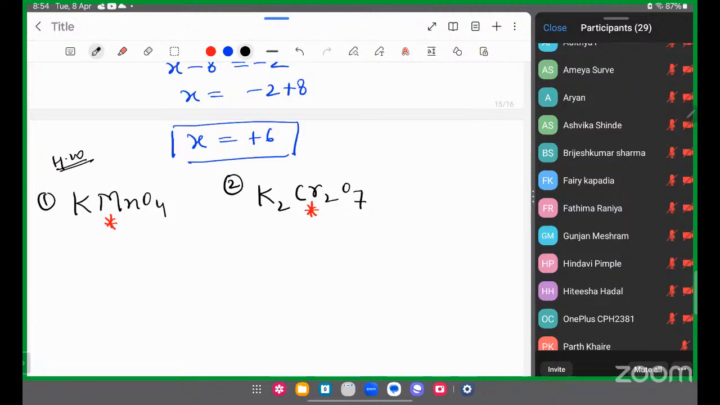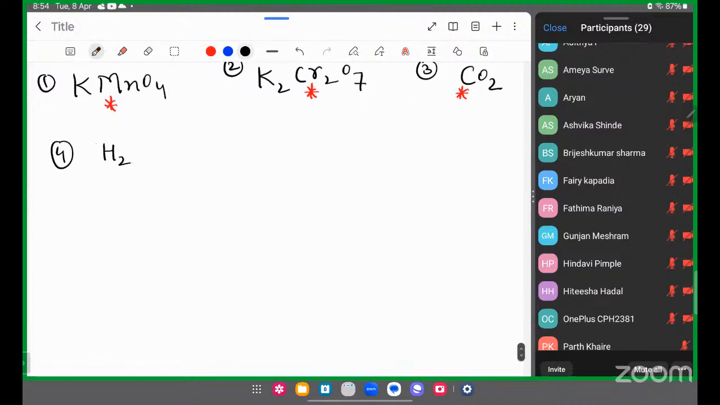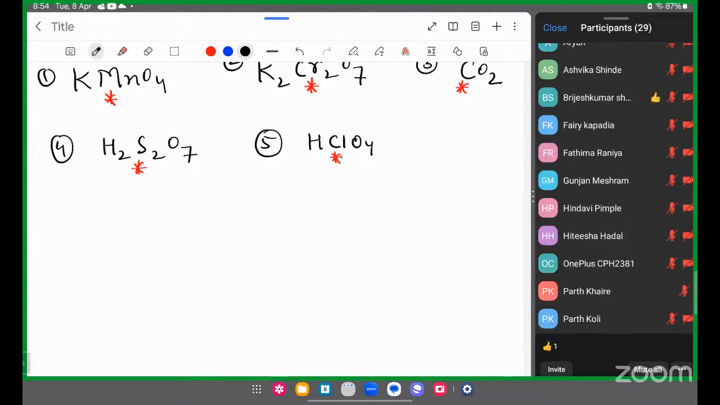First, second, third, CO2, calculate the oxidation number of carbon. Fourth, H2S2O7, find the oxidation number of sulfur. Fifth, HClO4, find the oxidation number of Cl. Understood, or do you have any doubt? No doubt, sir. Okay.